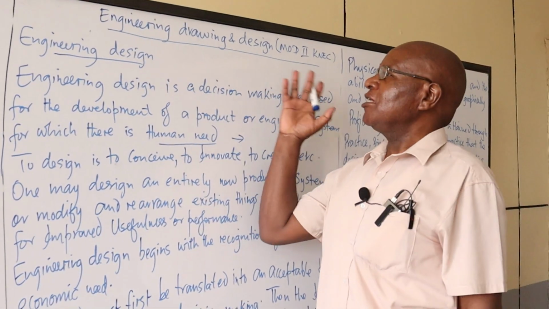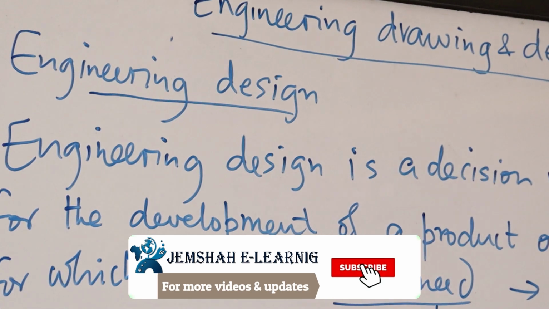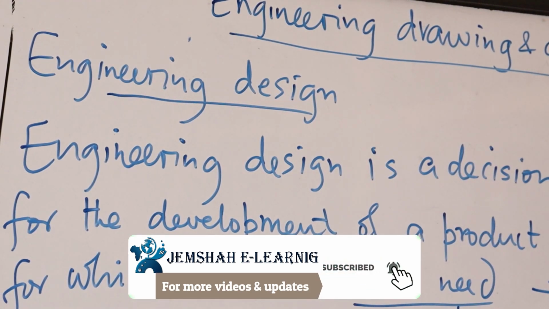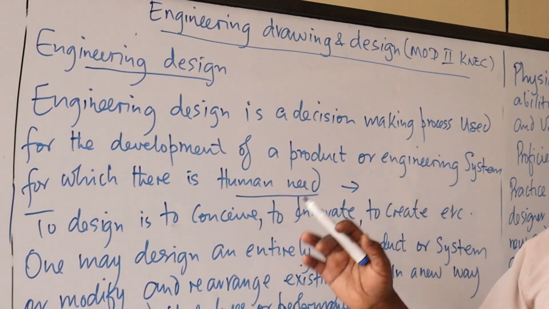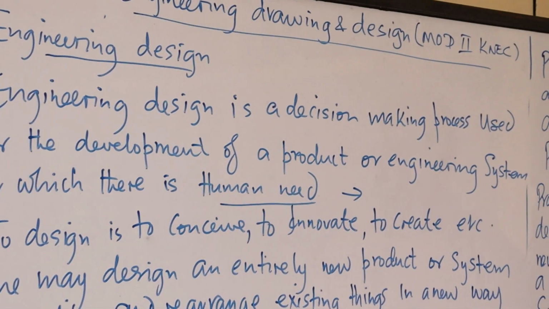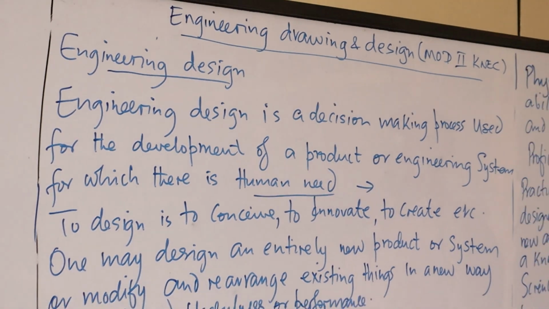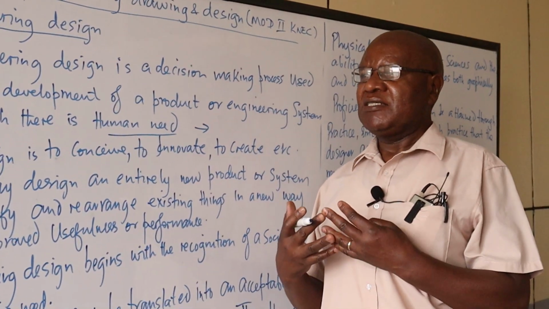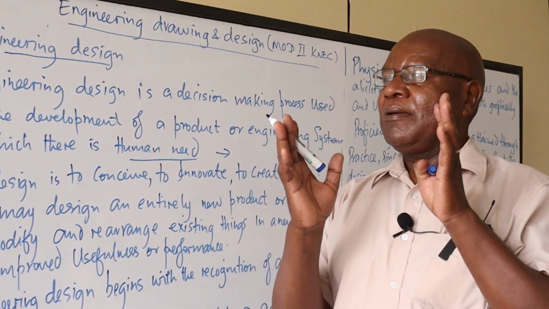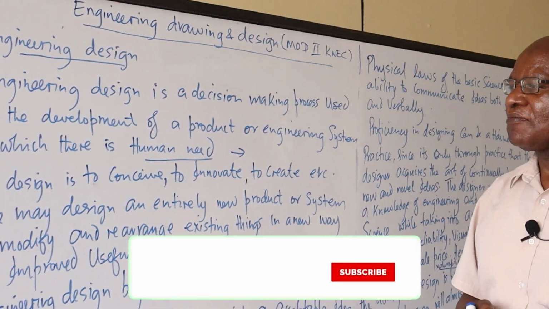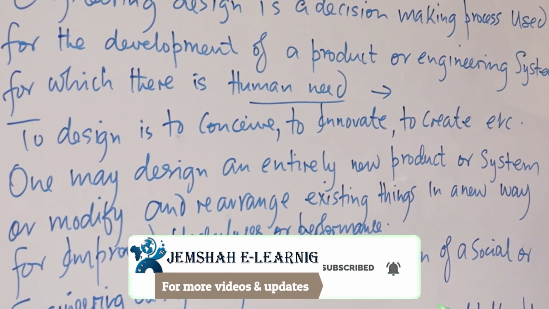Now, the next word in our title is design. So briefly, let's have a rough idea of what engineering design entails. Now, one of the key things you know about engineering design is that engineering design is a decision-making process used for the development of a product or an engineering system for which there is a human need. In other words, whatever it is that you want to design, you must have in mind what it is going to satisfy. In other words, we don't do design and then pack them in our shelves for them to gather dust.